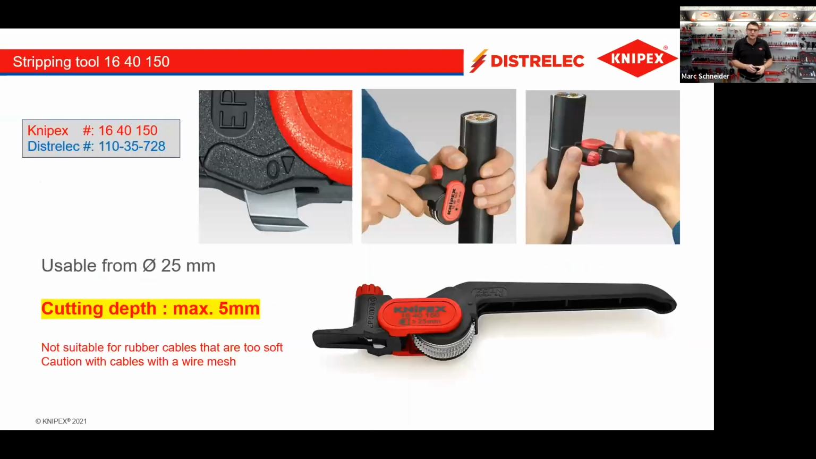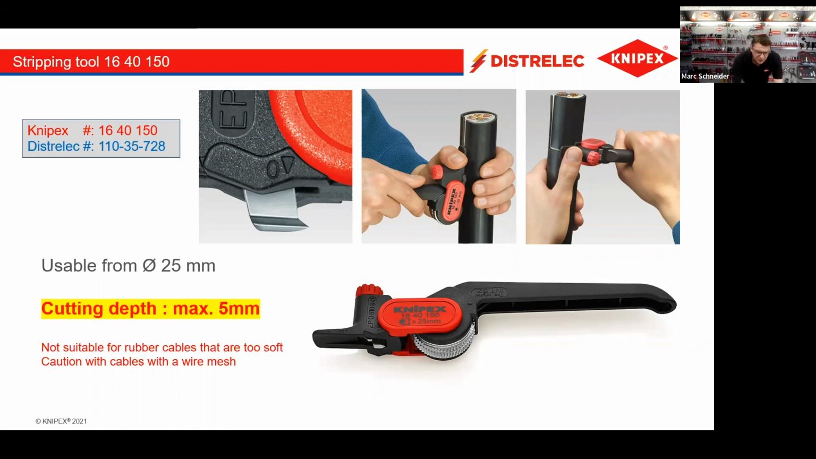So let's start with the first stripping tool for bigger diameters. We start from bigger diameters and go to smaller diameters. You always see here the article number of Knipex, this is 1640-150, and the Distrelec article number 110-35728 in blue color. This tool is suitable for diameters up to 25 millimeter outside diameter and up to a wall thickness of 5 millimeter maximum. The function of this tool can be compared with a can opener. I will demonstrate that for you in a moment.